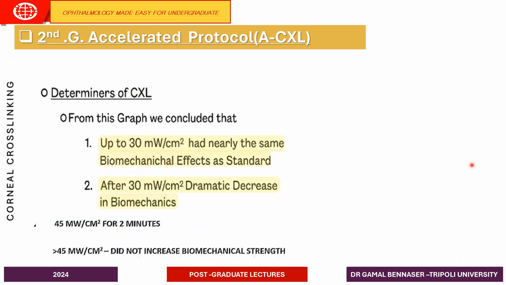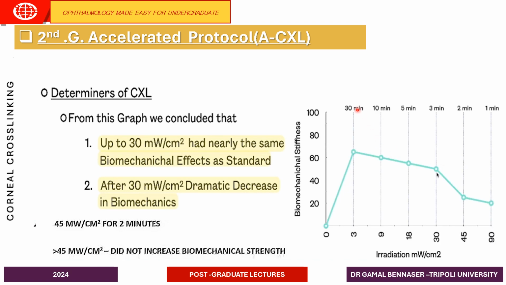Now, this is not true all the time, because when they studied the biomechanical effect of cross-linking against various available protocols, of course, the best biomechanical effect has been shown with the Dresden protocol, which is 3 milliwatts for 30 minutes, as you can see here. Other protocols, for example 9 milliwatts for 10 minutes, which is accelerated cross-linking, also 18 milliwatts for 5 minutes, and so on, are nearly the same. There is not much difference from the standard protocol. However, when you reach the intensity of 30 milliwatts for 3 minutes, there is a marked decline in the biomechanical effect in the cornea.